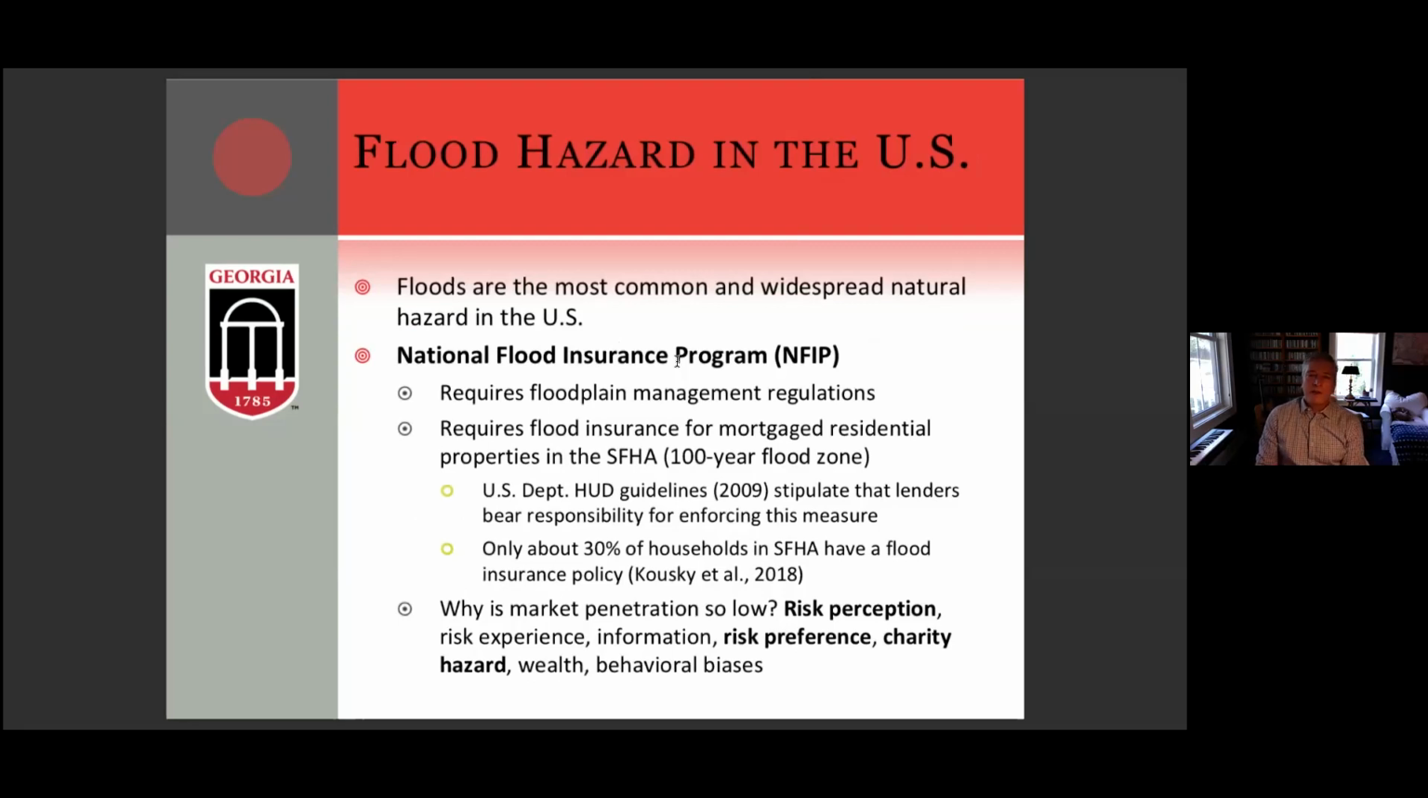The context of my research is going to be in the United States, and I'm particularly interested in the National Flood Insurance Program. This requires floodplain management regulations. The government maps floodplains. We realize there's some problems with their maps, but this is how the program was originally set up. After having problems with insurance take-up, there's been a requirement to hold insurance if you're in a high-risk flood zone and you have a mortgage, and this applies to a lot of households.